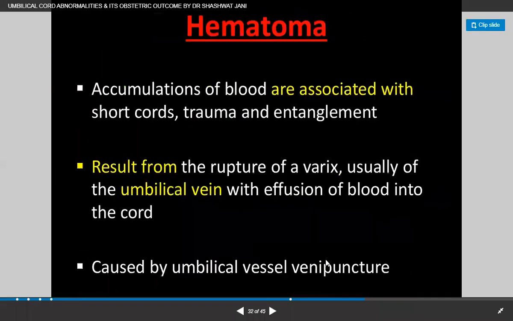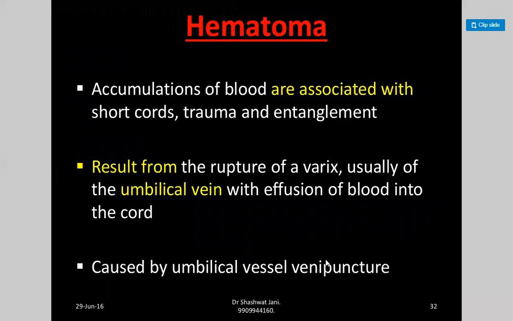Then hematoma. Sometimes the accumulation of blood is associated with a short cord. What we have known is that if the length of the cord is less than normal, the normal length being 50 to 60 centimeters, then due to the movement of the fetus it leads to early separation of the placenta, that is abruptio placentae.